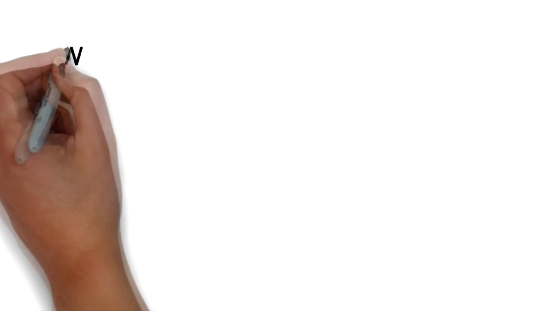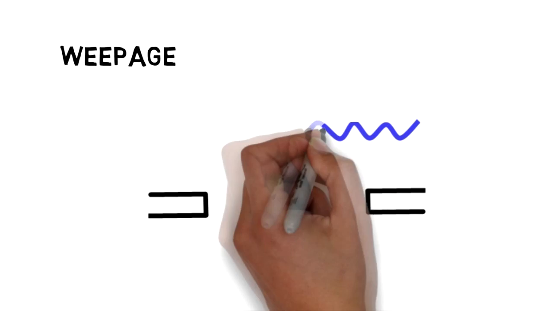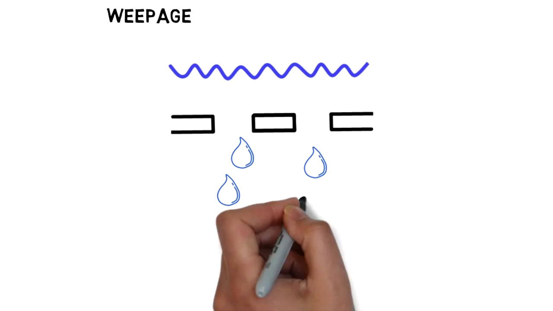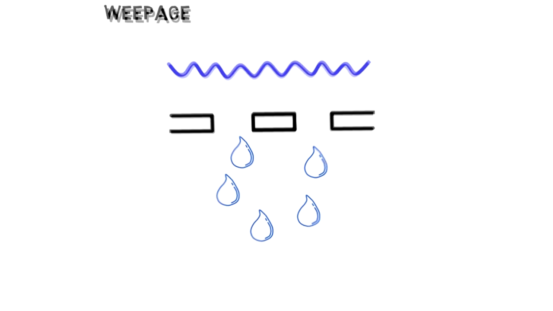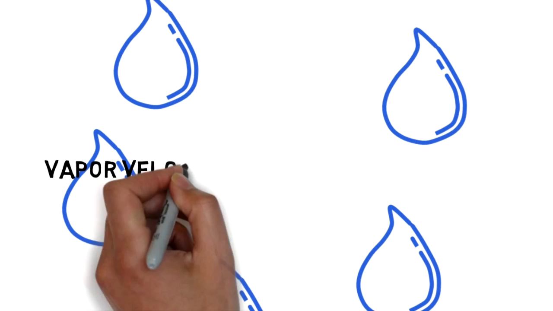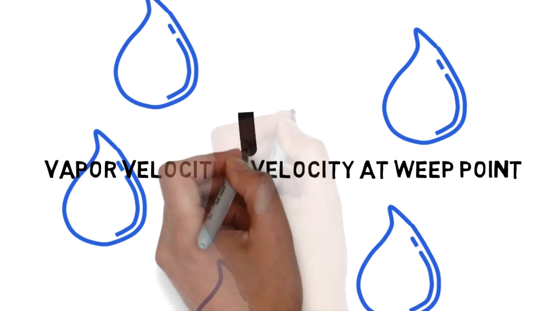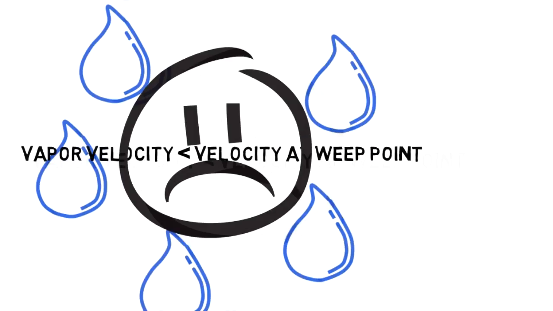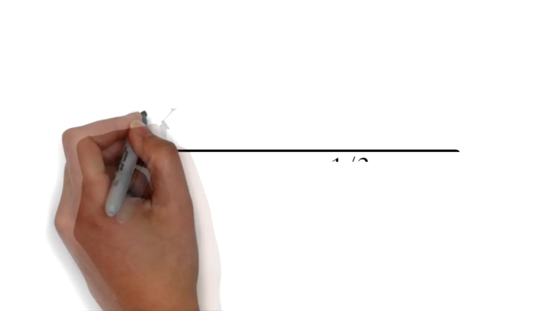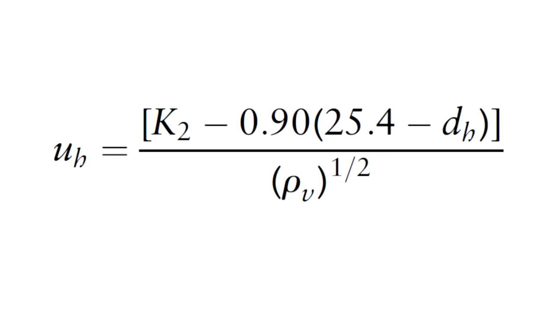So, what is weeping? Weeping happens when, at low vapor flow rates, liquids start to leak or rain through the perforations. This happens when the actual vapor velocity is less than the weep point velocity, and we do not want this. So now, let's compute the weep point velocity using this formula.